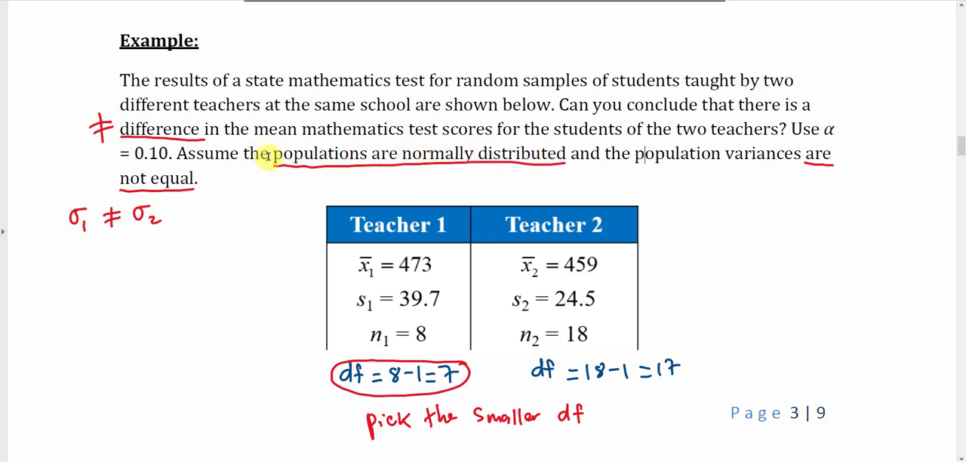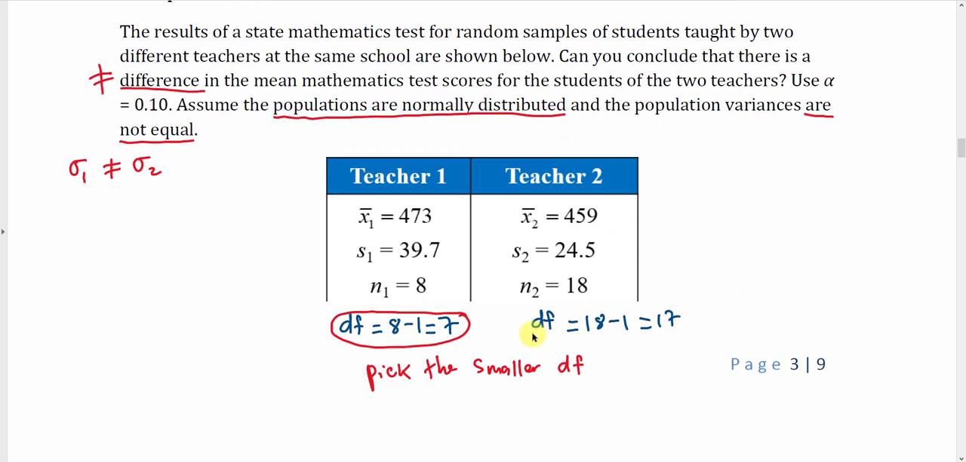Why do we need this info? Because the sample sizes are only 8 and 18. They are less than 30. That means you have to check that the 2 populations are normally distributed. And yes, this statement right here gives you that info.